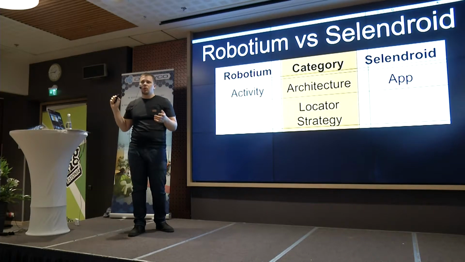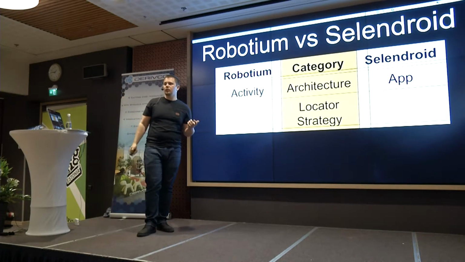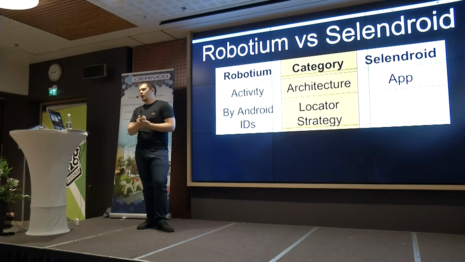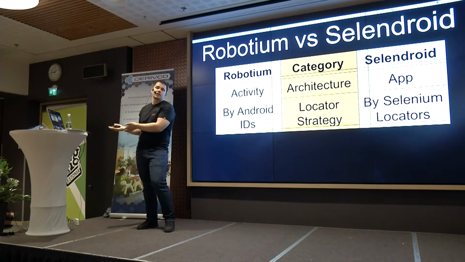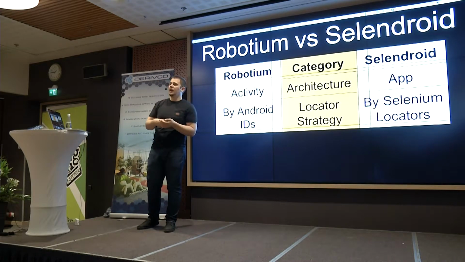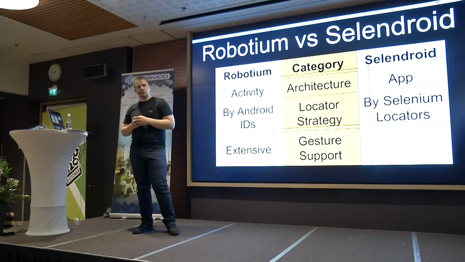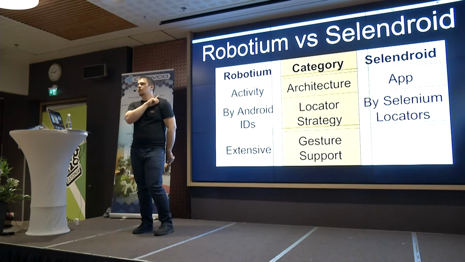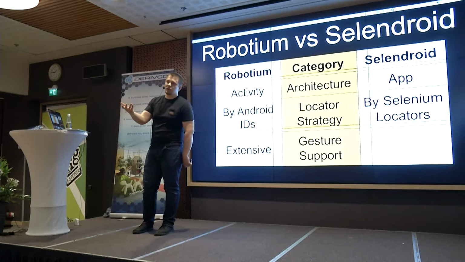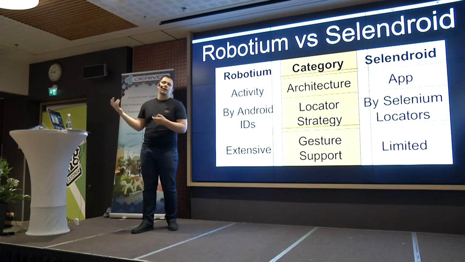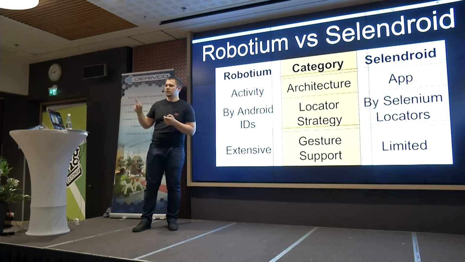The locator strategy is obviously something that comes to mind when you compare the two. Robotium has to use references, and Selendroid can use Selenium locators, by ID, by name, by text fields, or whatever you desire to use. And obviously the gesture support that I've mentioned: Robotium actually has quite an extensive one. Of course, as I've mentioned, Robotium is great at providing you with a great API, great abstractions that allow you to write quick tests. Selendroid has quite limited gesture support, like just tap and double tap.